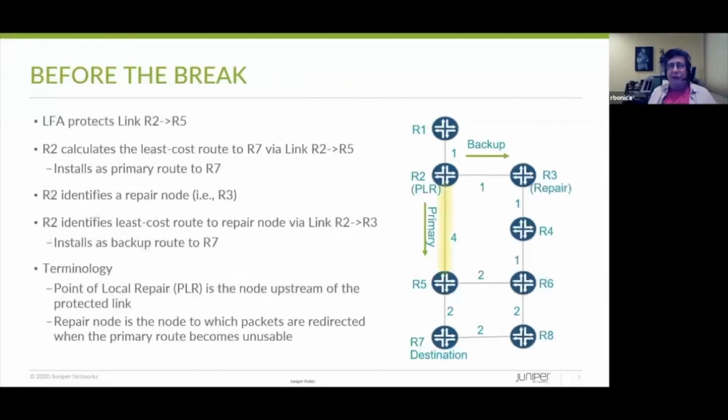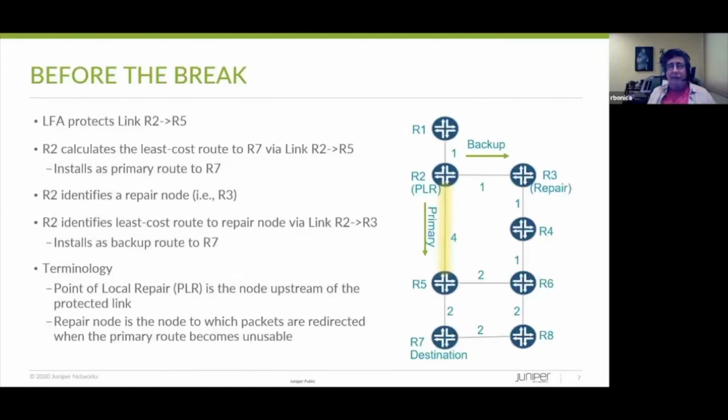So let's go through an example. In the example topology, R2 calculates its least cost path to R7. And that least cost path traverses the link between R2 and R5. That's the link that's highlighted in yellow. It also identifies a repair node. And in this case, the repair node is R3. So let's say for a moment that R5 fails. If R2 can get traffic destined for R7 to R3, it has a guarantee that R3 has a path to R7. And things will just work.